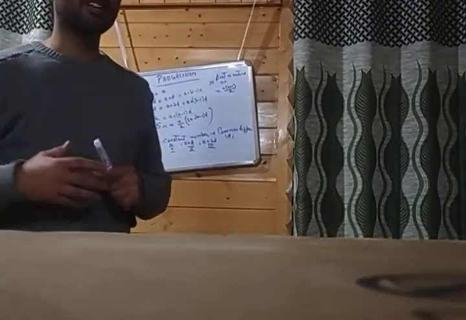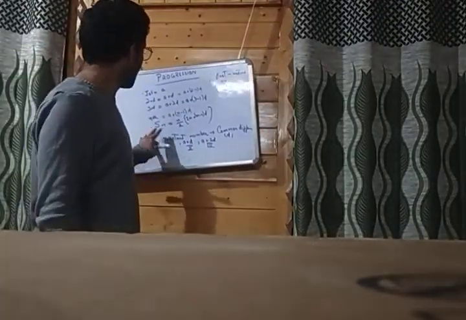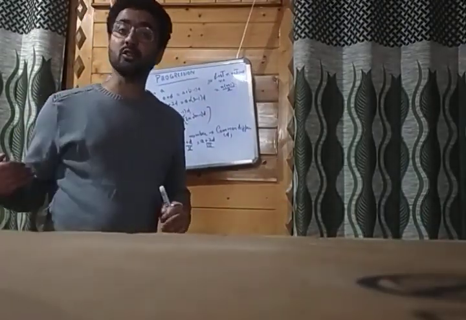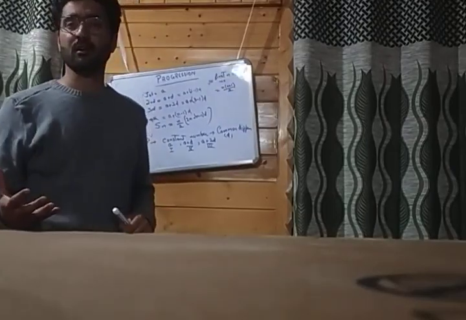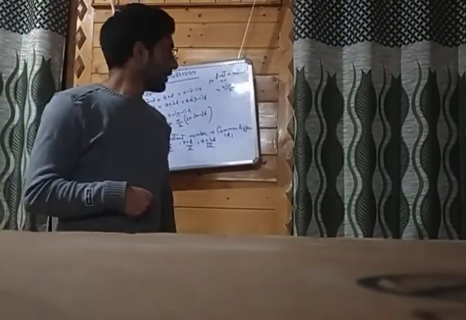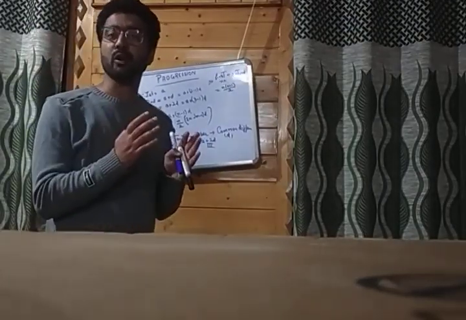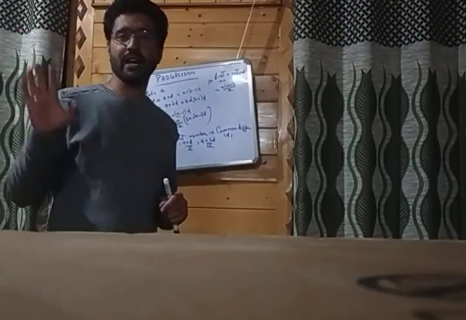So progression gives us a pattern, and this pattern helps us to deduce the sum of the first natural numbers, squares of natural numbers, and a lot of things. Then we have arithmetic progression, and we have geometric progression. We will talk about that later.